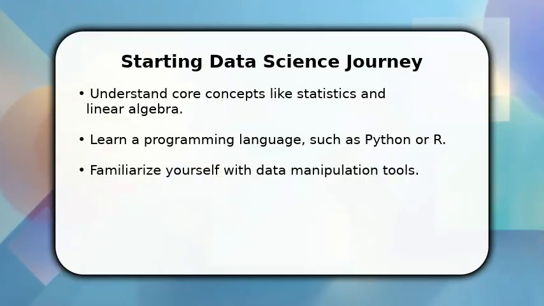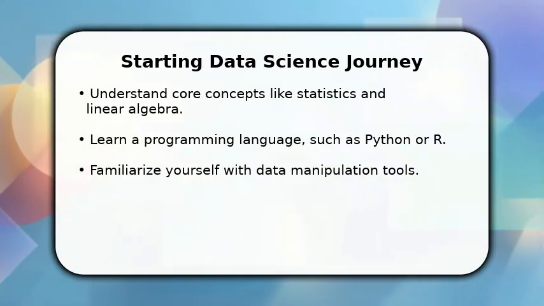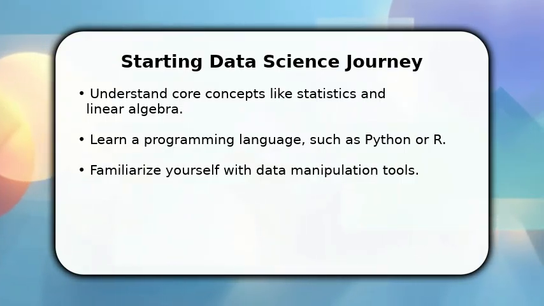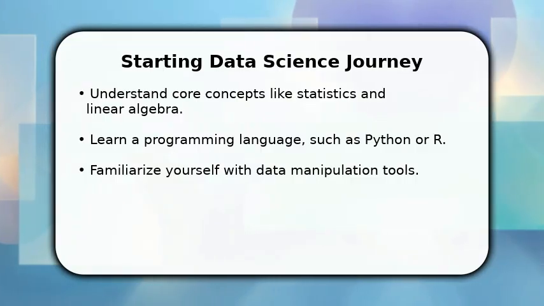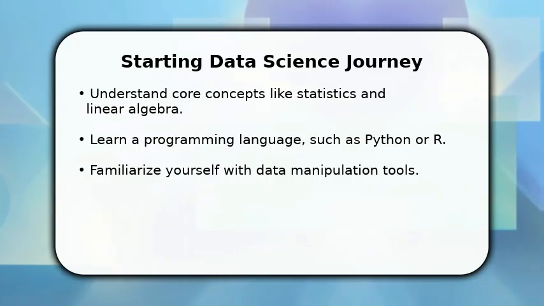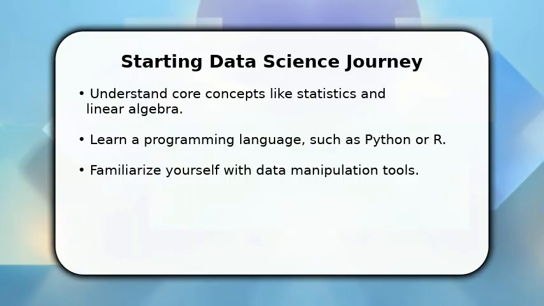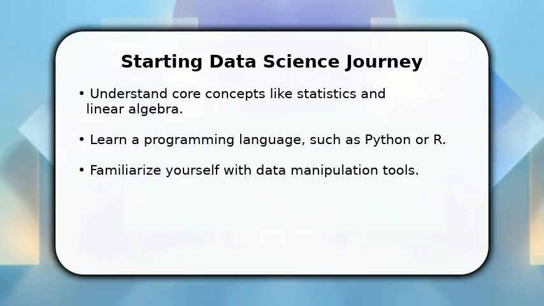In this video, I will explain how to start studying data science step by step. First, build a strong foundation in mathematics, especially statistics and linear algebra. Next, choose a programming language like Python or R and become proficient. These languages are crucial for data manipulation and analysis. Finally, get comfortable with data structures and basic algorithms to prepare for more complex tasks.